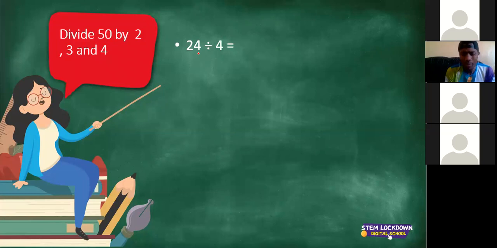24 divided by 4. We're going to do about 2 examples before I show you the homework, so that I have a chance to do about 2 examples and have a question and answer session. So 24 divided by 4. You've got about 10 seconds left.